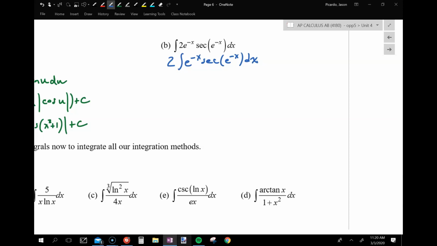Okay, what do you guys think here for the U? What do you think for the U? You want to go with e to the negative x? That seems reasonable.